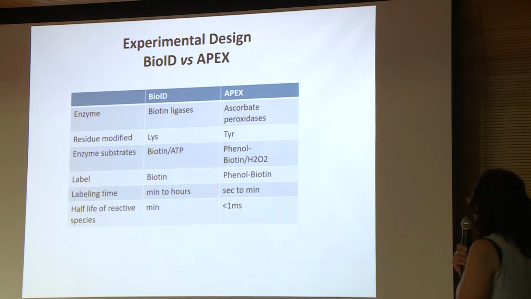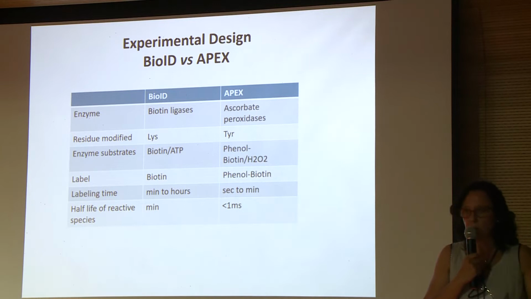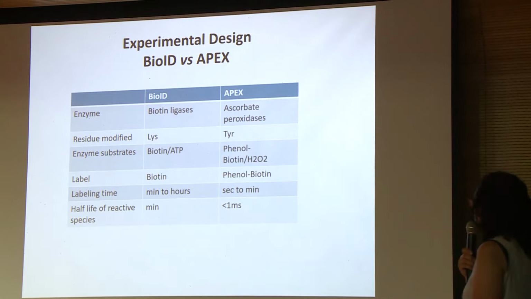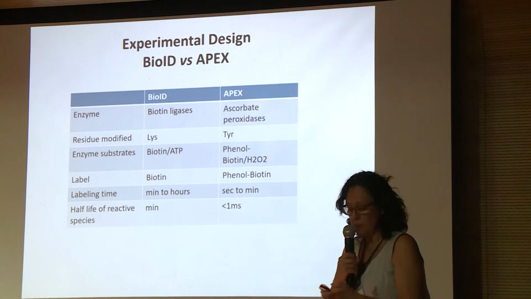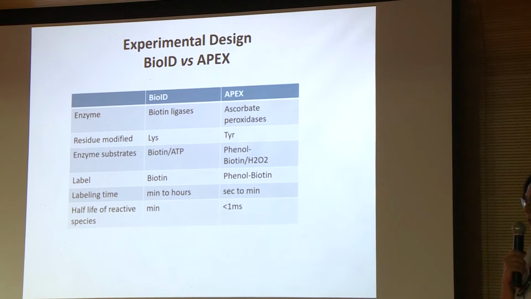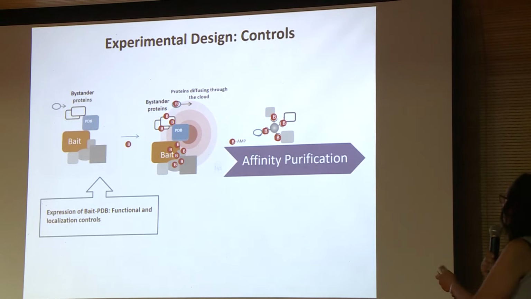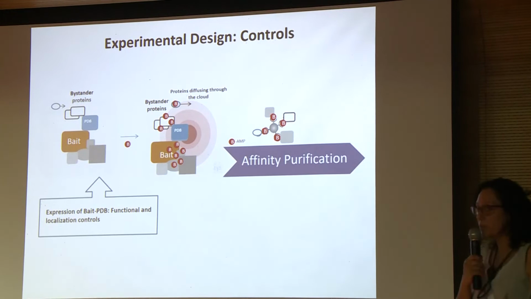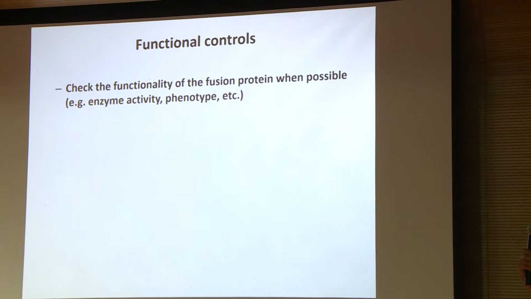So, for example, if you're going to study a very dynamic process, like the response to a signal, it's better to use this approach than this one because it uses shorter times. And the half-life of the species is also different. And then we have a lot of controls that are the same for both approaches, and that is how to corroborate the expression of the bait fused to our proximity-dependent biotinylation enzyme and to make functional and localization controls, that I will show you briefly, a list of the things that we need to check.